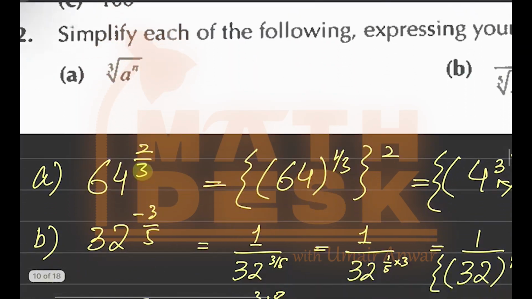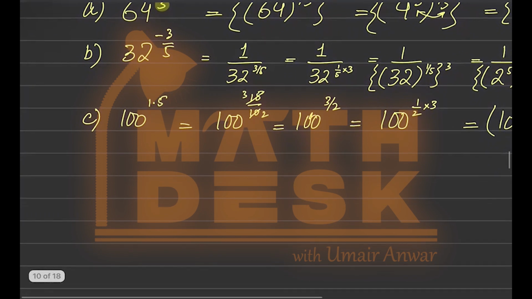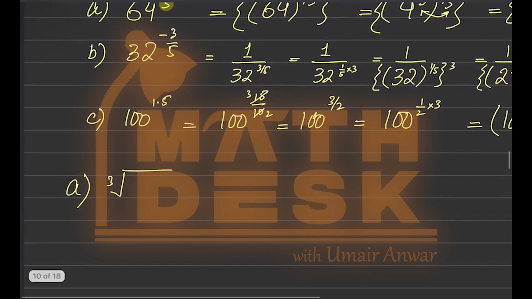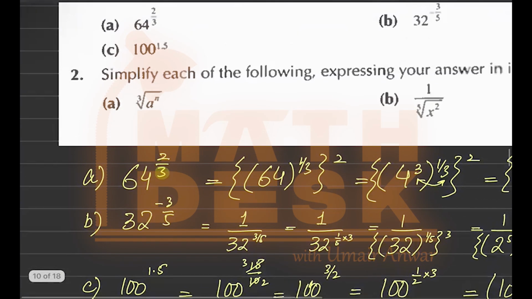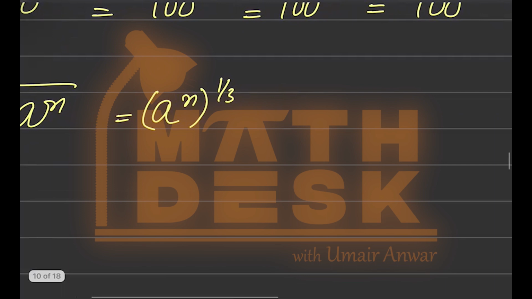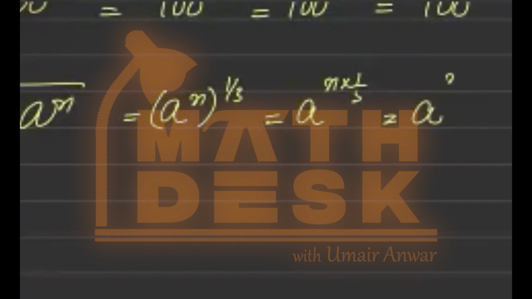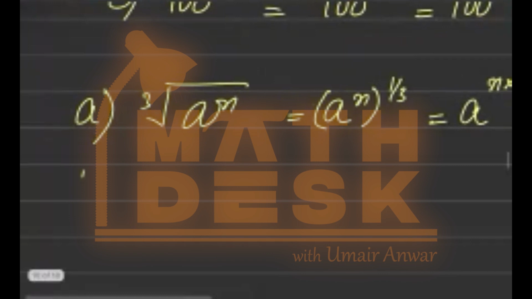Okay, now let's move on to the next one. It says that we have a cube root of a raised to n. Now, the cube root means that we have a power of 1 upon 3 over a raised to n. Now, both the indices, if they are multiplied with each other, we would get a raised to n upon 3 as the final answer, which is written without the surd form.